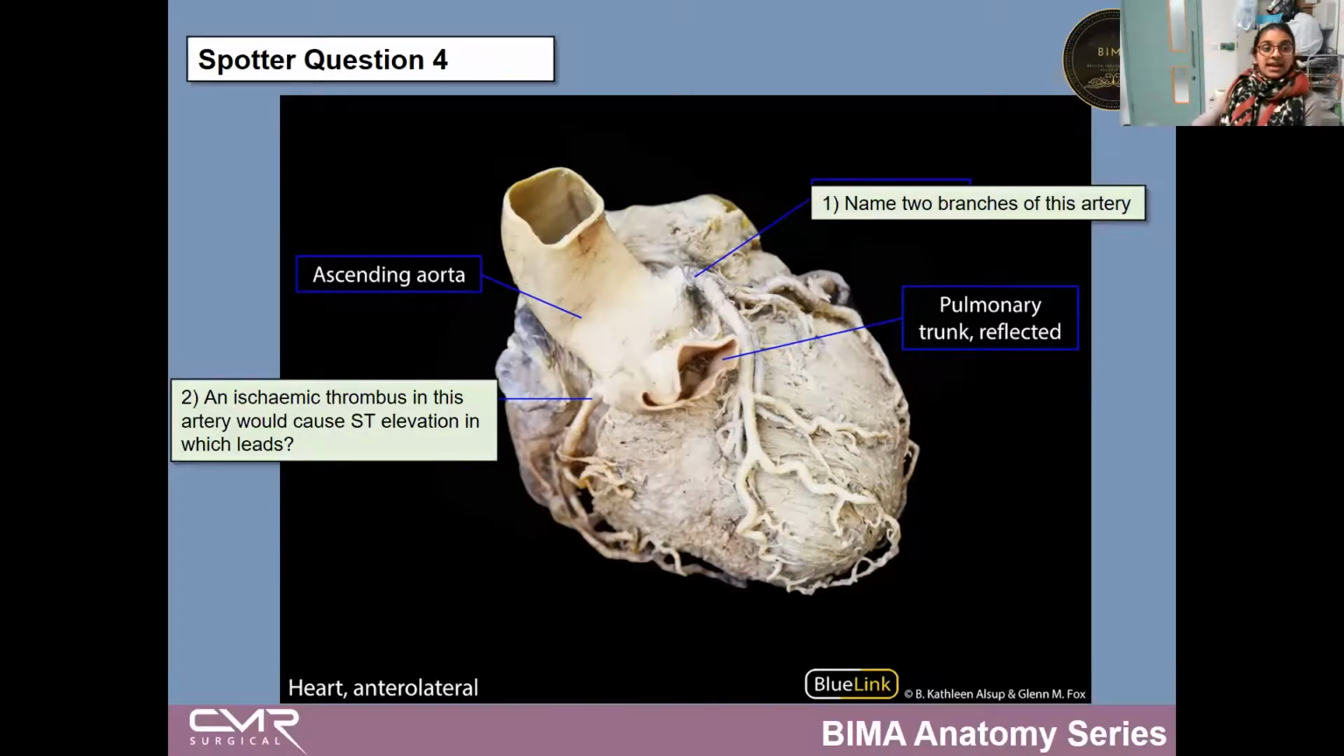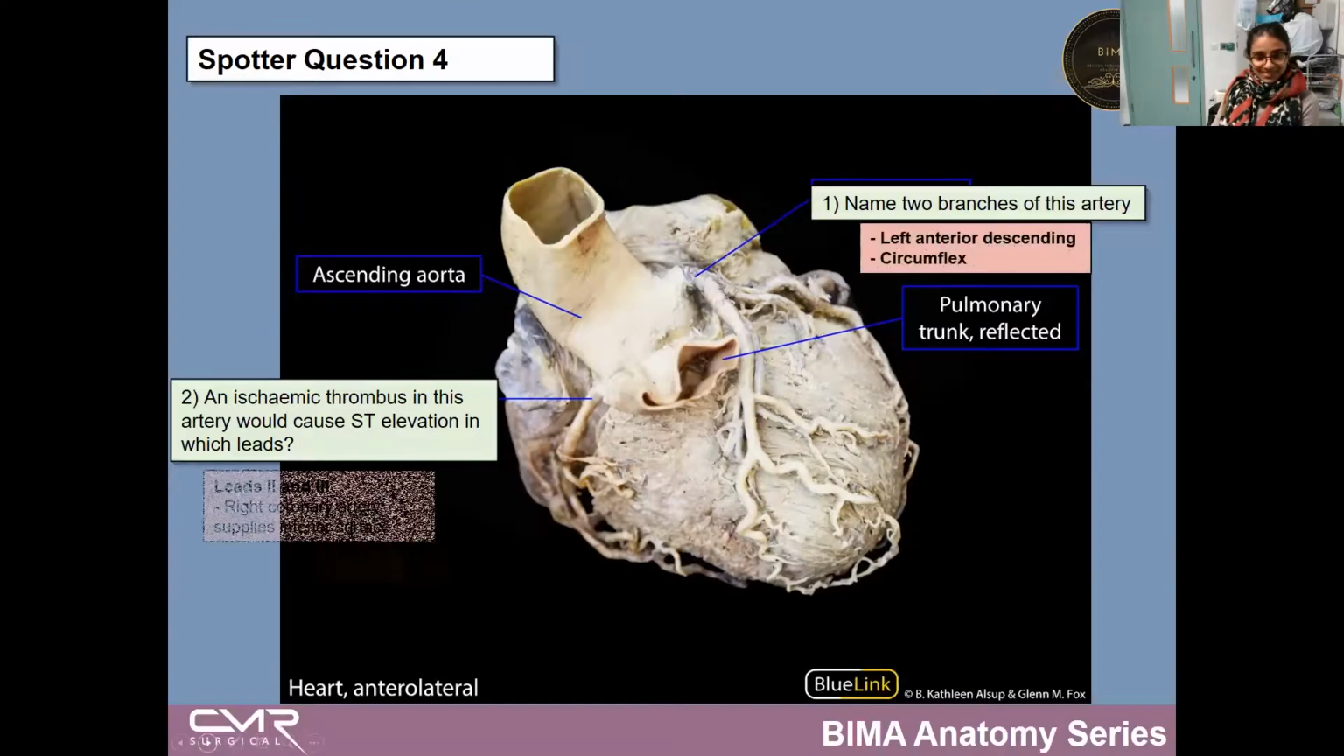Leads 2, 3, and AVF. She's on a roll. Leads 2 and 3, because your right coronary artery supplies the inferior surface. And AVF, you're right. In terms of that, very well done, Marge.